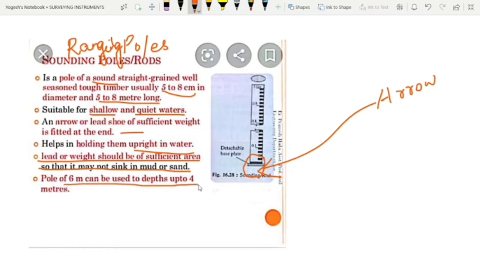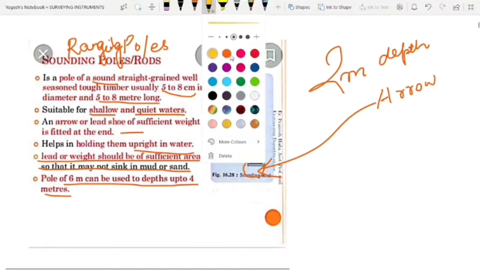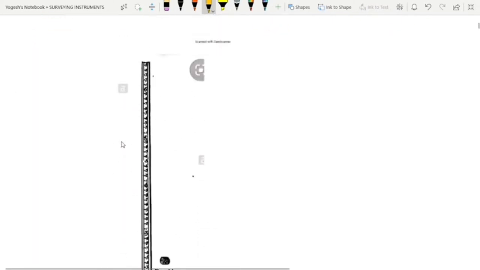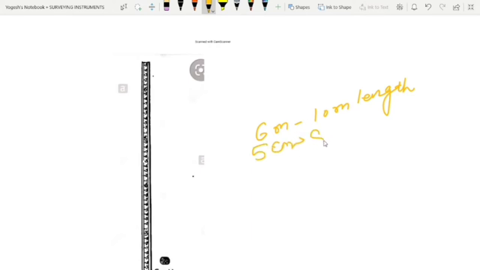A pole of 6 meter can be used for a depth up to 4 meter. The remaining 2 meter is generally used for marking of the pole into the ground. Our next instrument is a sounding pole having a length of 6 meter to 10 meter, and 5 centimeter to 8 centimeter in diameter.